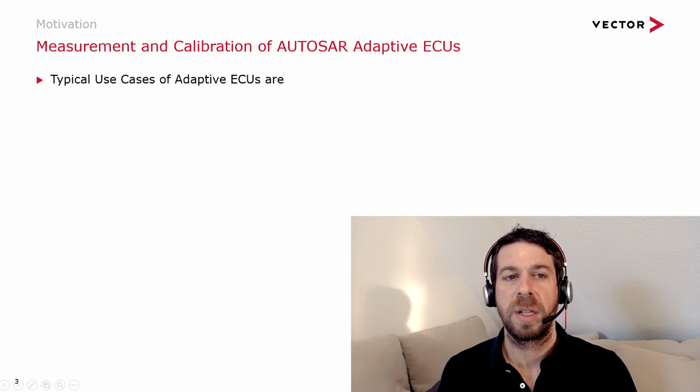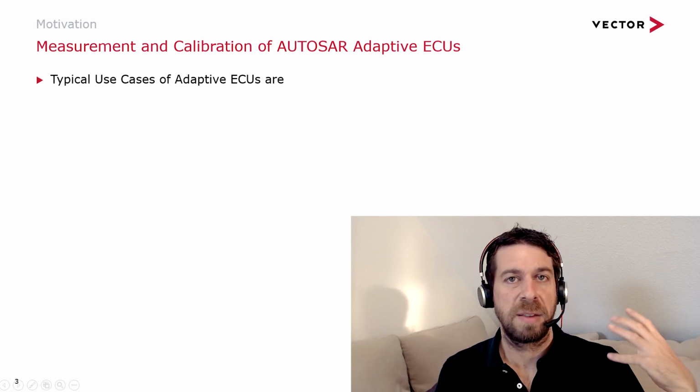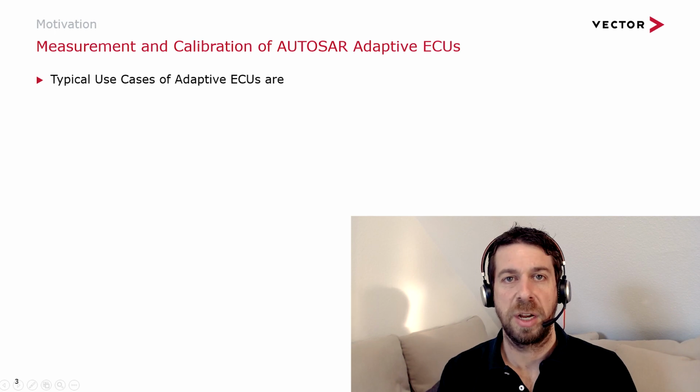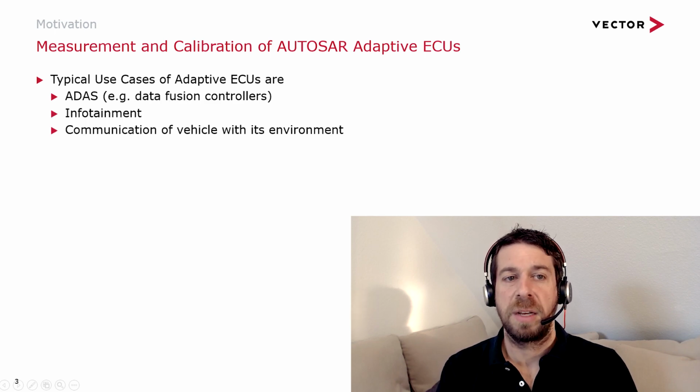What are the typical use cases of AUTOSAR Adaptive ECUs if we have a view on it as a measurement and calibration engineer? So, what we need it for: ADAS. That means, for example, if we have data fusion controllers we want to calibrate or measure. On the other side, we have infotainment ECUs. And I think the most important part, the communication of the vehicle with its environment will be done.